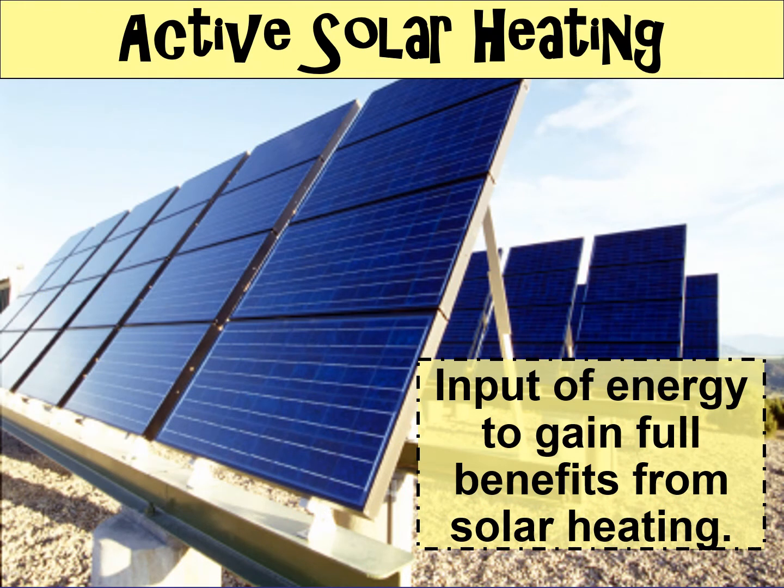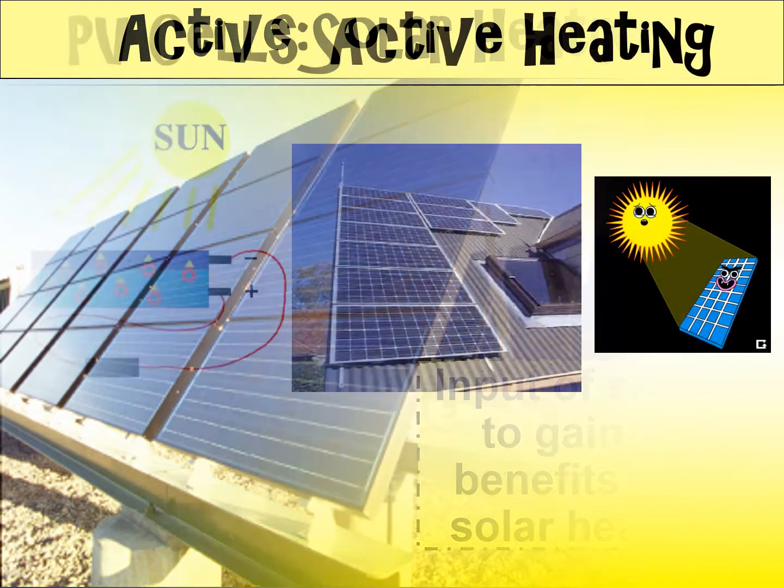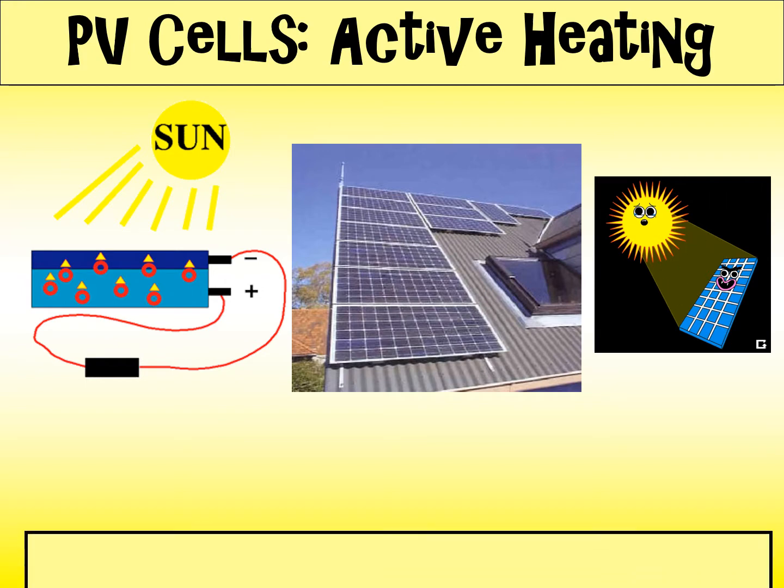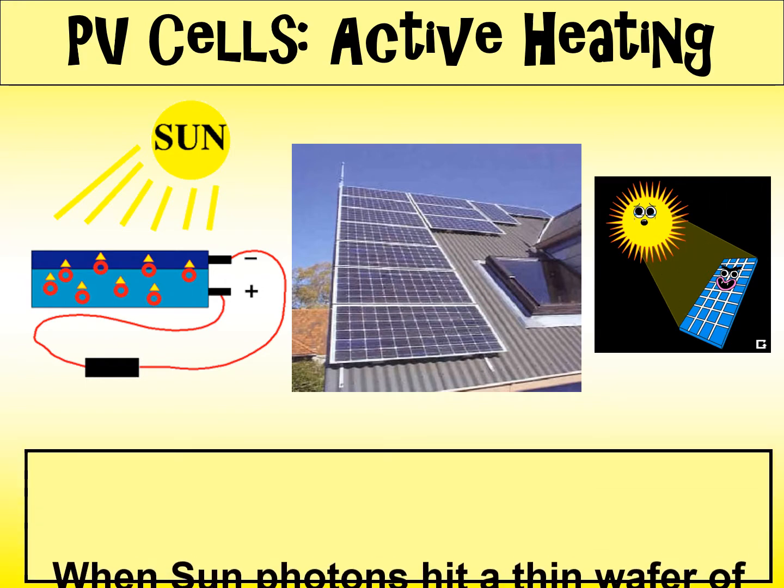Compare that with active solar heating. In this process, you actually have to use a little bit of energy to harness the benefits of the solar heating. So a prime example of an active solar heater would be a photovoltaic cell, or a PV cell for short. PV cells are used for the generation of electricity.